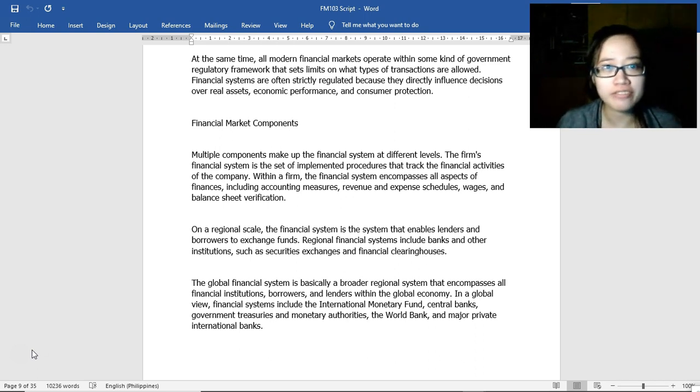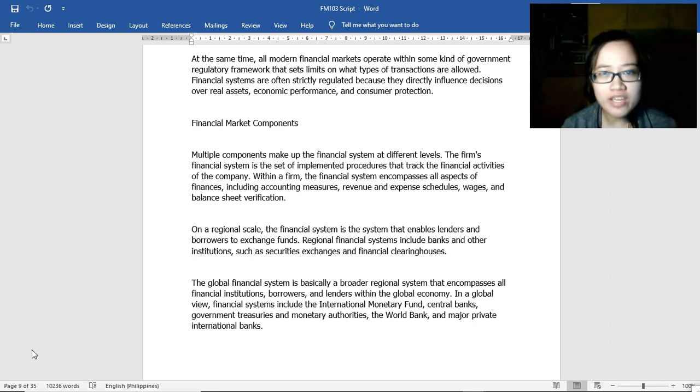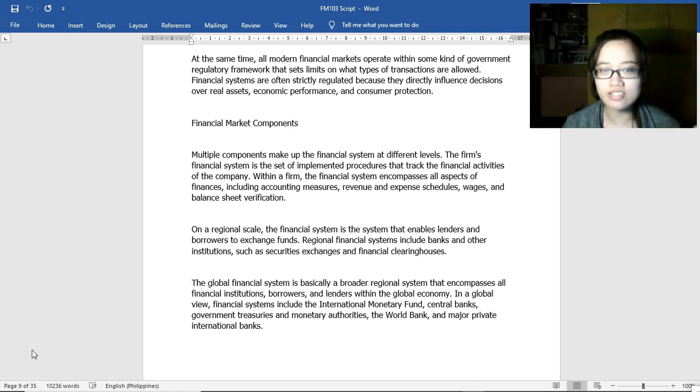Alright, continuing on. Financial market components. Multiple components make up the financial system at different levels. The firm's financial system is the set of implemented procedures that track the financial activities of the company. So within the firm, the financial system encompasses all aspects of finances, including accounting measures, revenue and expense schedules, wages, and balance sheet verification. Right? We have auditing as well.